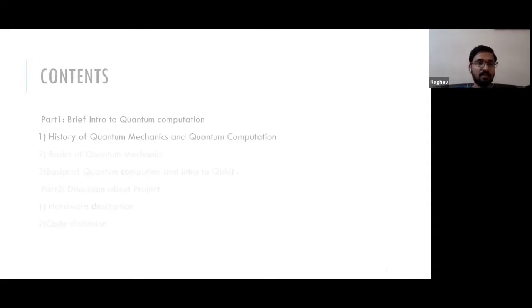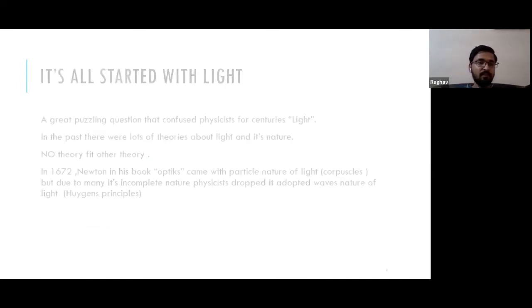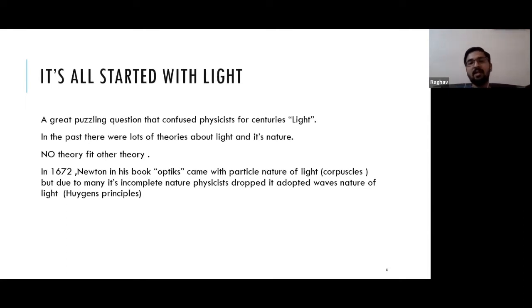So let us start. First of all, we will discuss the history of quantum mechanics and the timeline of quantum computation, how we came up with quantum computation, and how we came up with quantum mechanics. It all started with light. Light is something without which we can't see. Light has been a very perplexing problem since old days. Many great scientists were intrigued by the question: what is light?